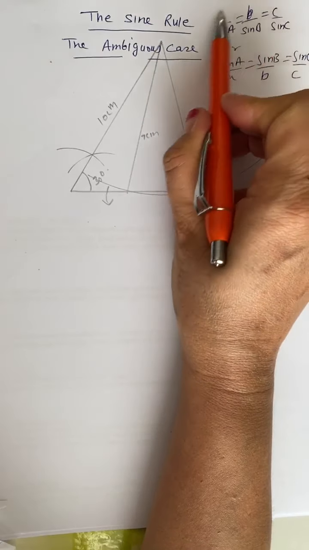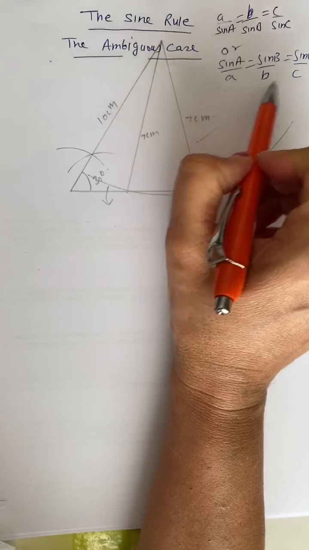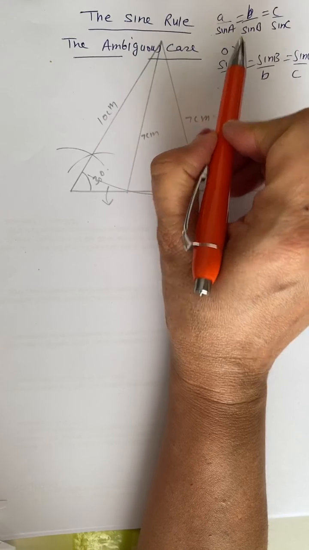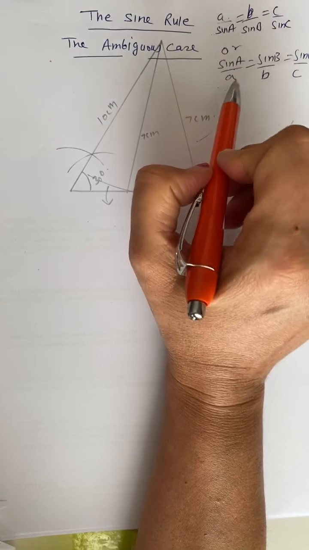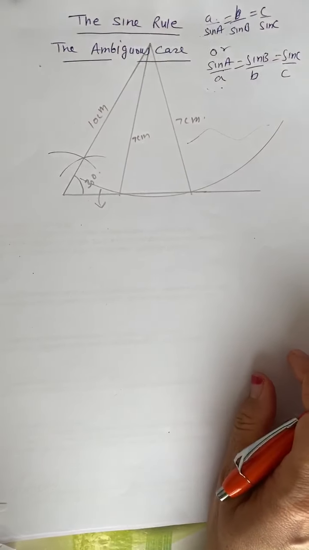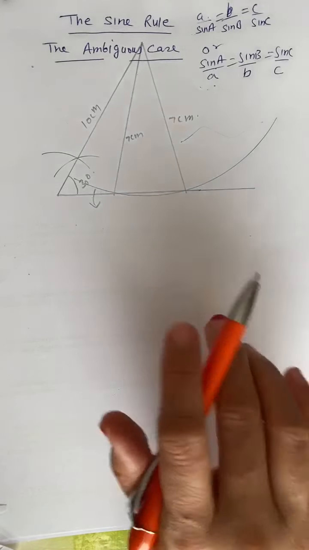And this one we use when we have to find the side length, and this one we have to use when we find the angle. These are the same thing, but it's more convenient to use this one for side length and this one for finding the angle. So we already know about the sine rule.